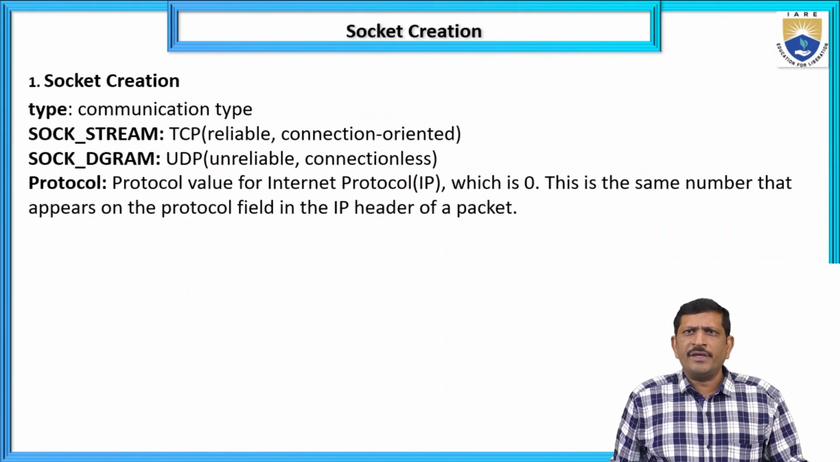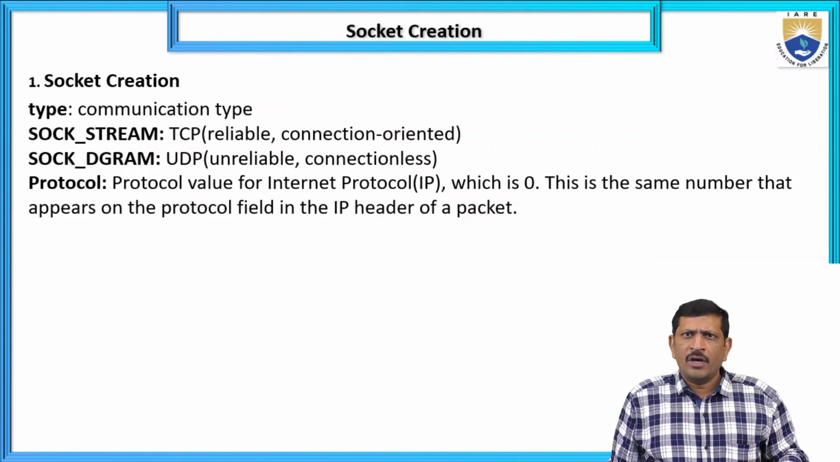In socket creation, the type specifies which type of communication we are using between the client and server. What type of communication are we using, whether it is connection-oriented communication or connectionless communication? SOCK_STREAM is TCP. Now we can use the Transmission Control Protocol, so by using TCP, that can be implemented.